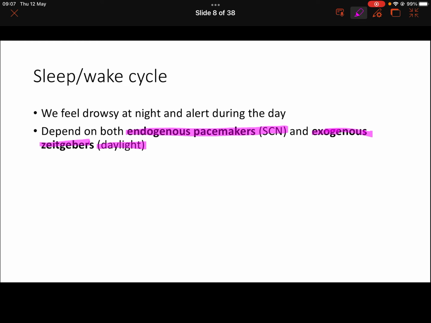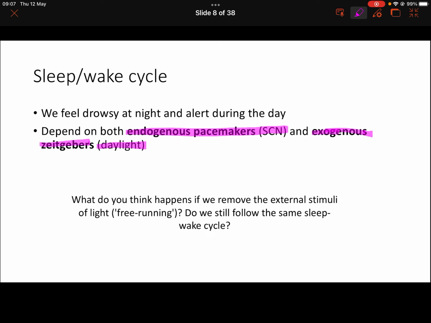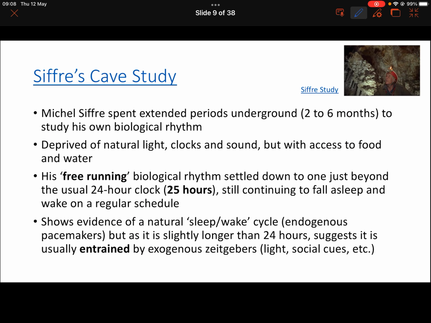So what happens when our biological clock is left to its own devices without any external influences? What happens when we leave it free running? And how do we determine whether the sleep-wake cycle depends mainly on endogenous pacemakers or exogenous factors? Well, we need to study people where we've removed any of these external factors. And this typically involves caves and bunkers without light. So let's take a look at the most famous study of this kind. And this is Siffre's famous cave study.